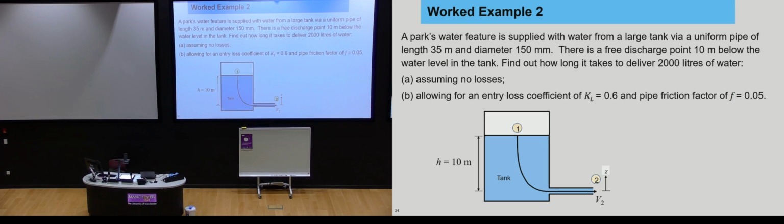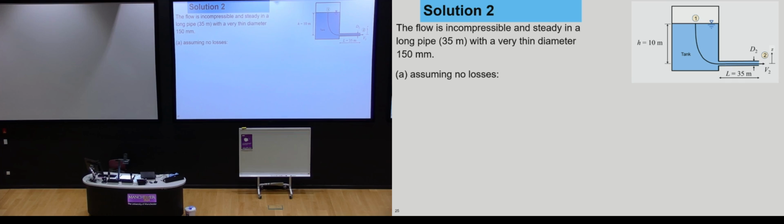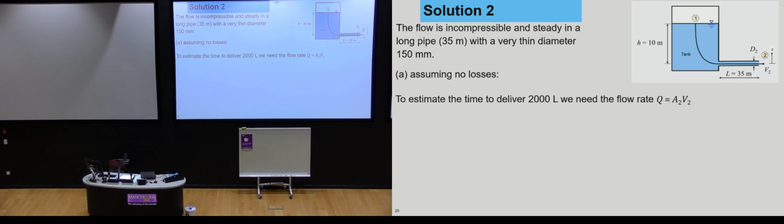So this is a really good way to compare how to include losses and how to neglect losses. In part A, we're assuming no losses. The flow is incompressible and it's steady. To estimate the time that we need to deliver 2,000 liters, which is what the question asks for, we need to know the flow rate, the volumetric flow rate.